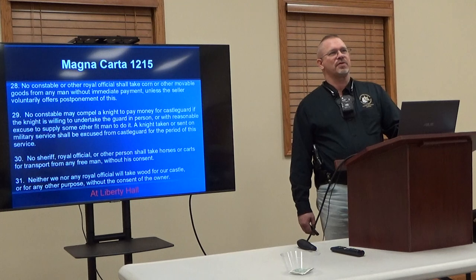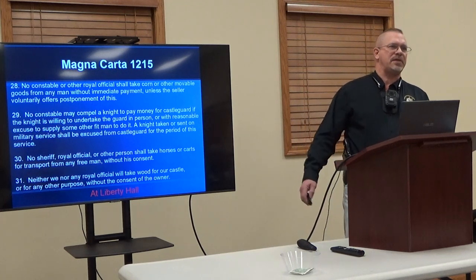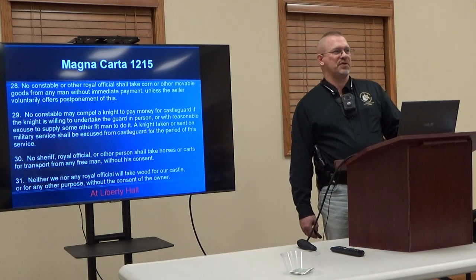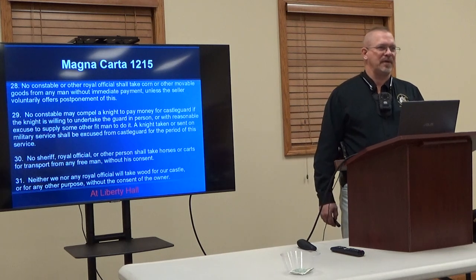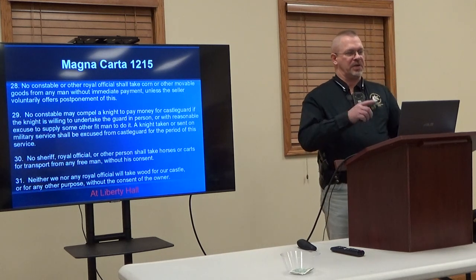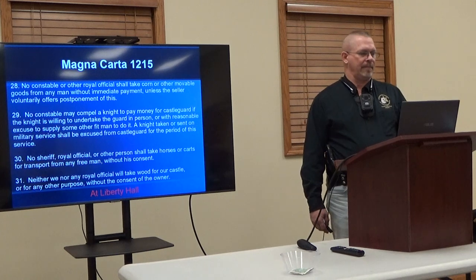We see this all the time. You'll see it in the movies where somebody jumps in and goes, "I'm commandeering this vehicle." No, you're not. It's private property. You're not going to do it without a warrant. So we start seeing that same idea here.